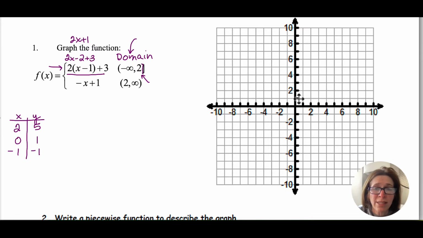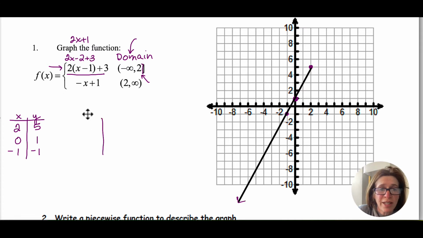I'm going to plot those points. So 2, 5. At 5, I'm going to put a closed circle because it does include that number. 0, 1, and negative 1, negative 1. Then I'm going to take my pencil and draw an arrow, but remember, I'm only drawing a piece of the function, so I'm going to be drawing everything from here this way. It goes on forever. I'm going to put an arrow at the end of it, like that.